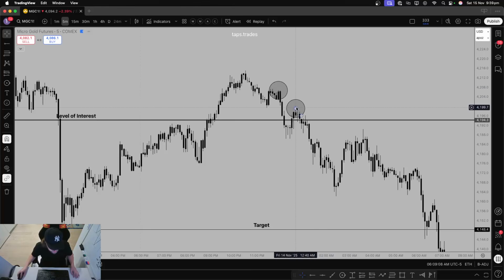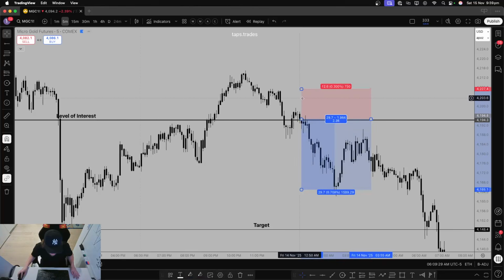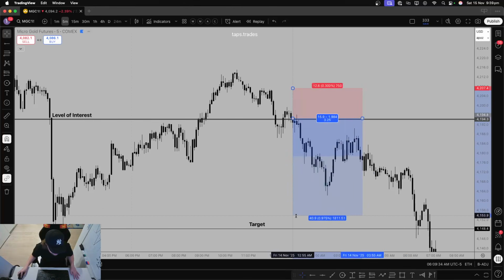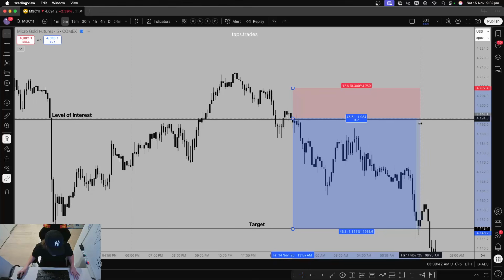So what I would have done in this instance, I would have then looked to take entries below this level of interest. So a short right here. And I would have had my stops probably not at this lower high. I always have my stops usually at the second lower high if I'm in a downtrend. So then we look to take profits at the overall targets, which would be down at this level here.